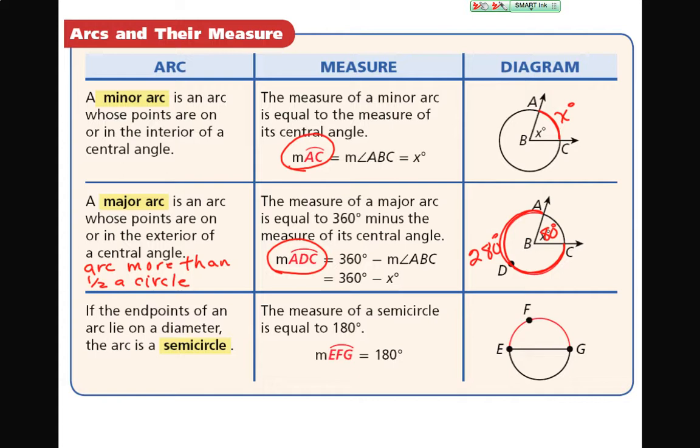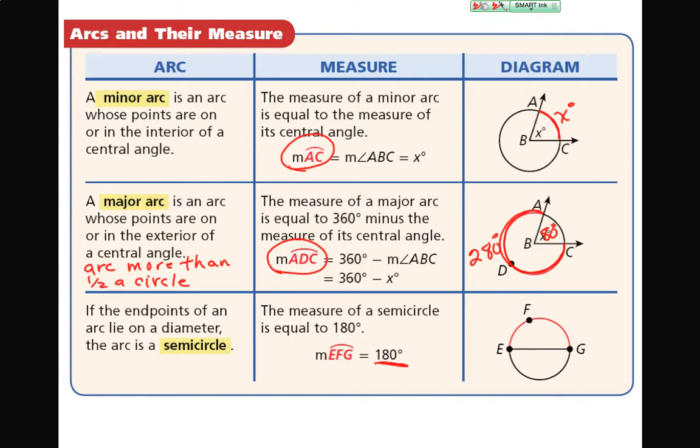So keep in mind the 360, because of the total degrees of an arc or of the central angle. And the last term you're probably very familiar with, semicircle. We were doing hemispheres in the last chapter. Same idea, but your flat circle. A semicircle is going to be exactly half of a circle, so the degree measure will always be 180 degrees.